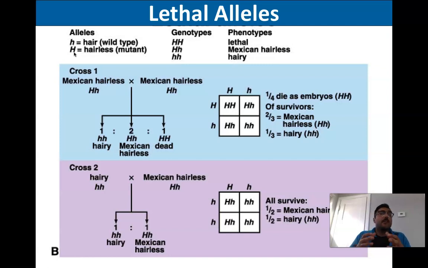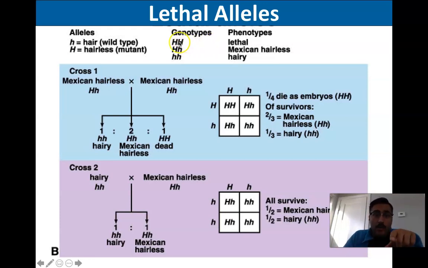Remember, the dominant trait doesn't always have to be the normal trait. Dominant traits are usually more common, right? But the recessive trait could be the normal one. In this case, the little h is the normal. As soon as you see that the recessive trait is normal, you've got to be asking some questions, because normally the recessive trait shouldn't be the most common in a population unless something funky is going on with that dominant big H allele. And in this case, we'll see that, yeah, it actually kills.